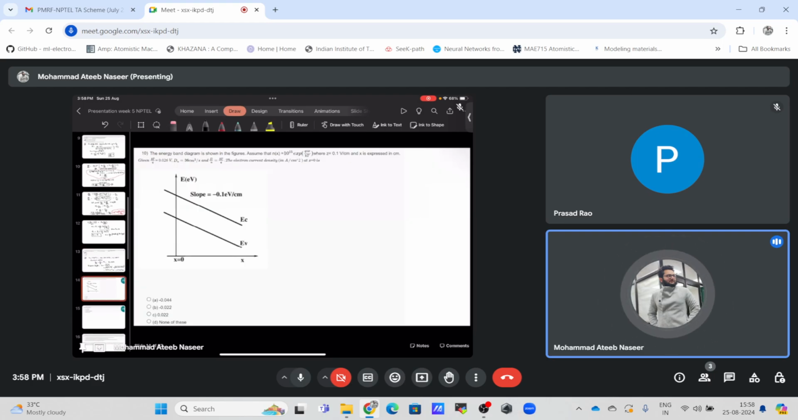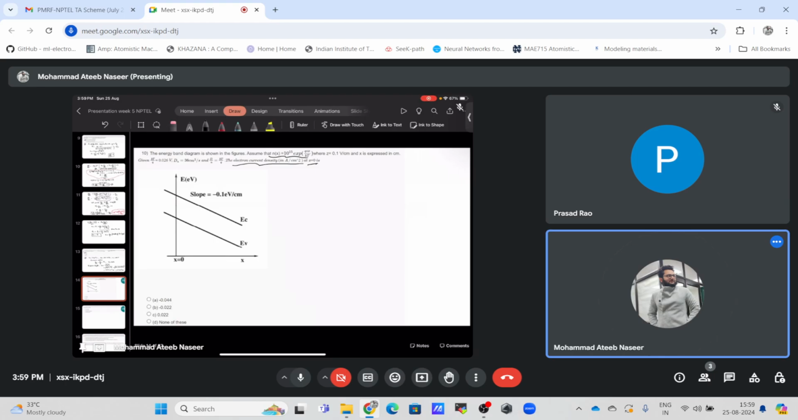Now moving to another problem, which says that we have been given the energy band diagram in the figure, and we have been given the electron concentration. And we have to find the electron current density at x equal to 0. Okay, what do we need? We need the drift and diffusion current components. So what we can do is simply now we need to find the drift and the diffusion at x equal to 0.